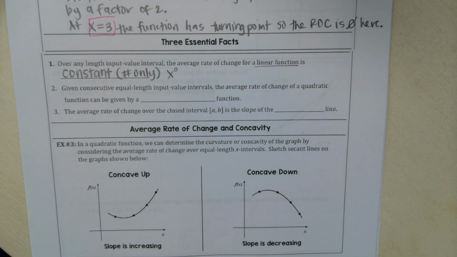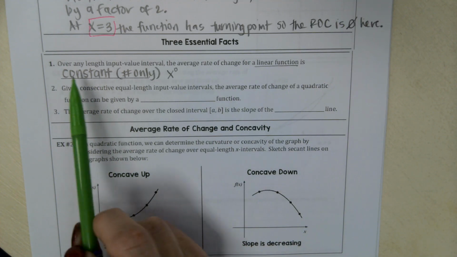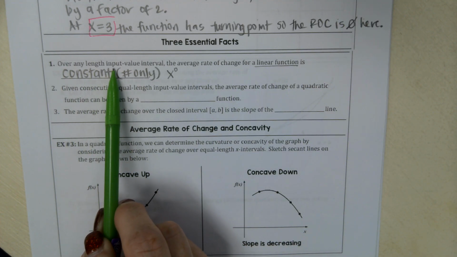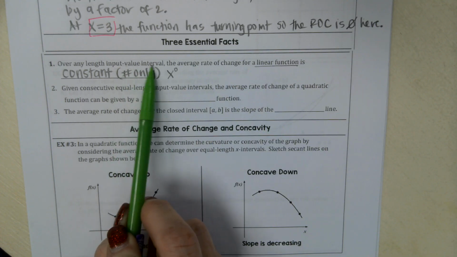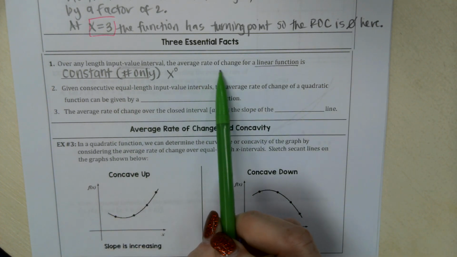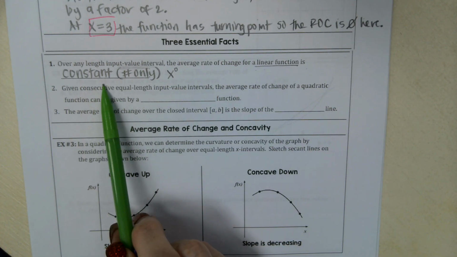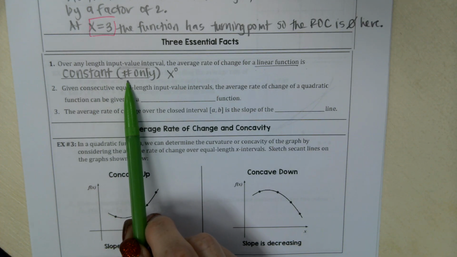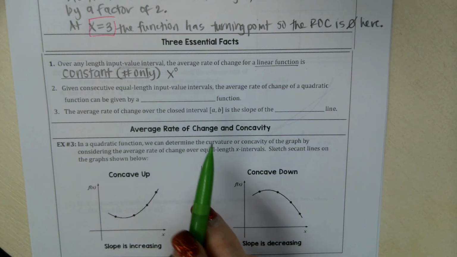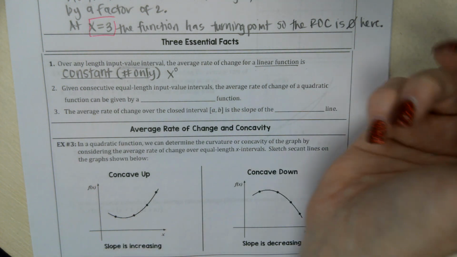Okay, starting out, we're still in 1.3, still rates of change, but we are focusing in on linear and quadratic functions specifically. Over any length input value intervals, so those are my x values, the average rate of change for a linear function is a constant. It will be a number only. Technically, it's like rise over run, the same thing over and over again.